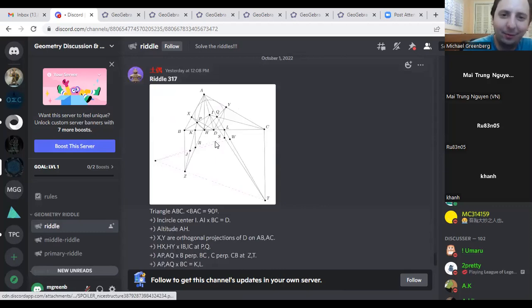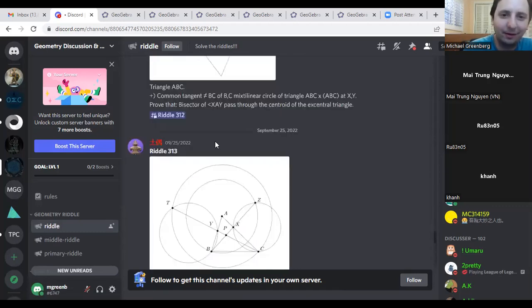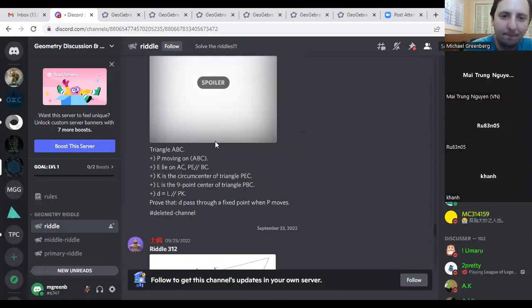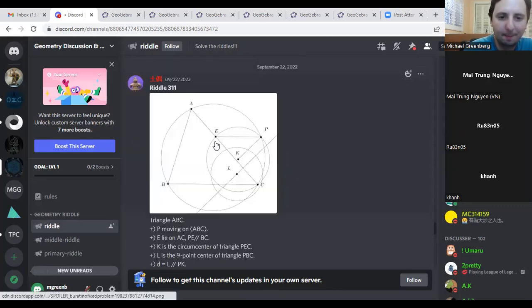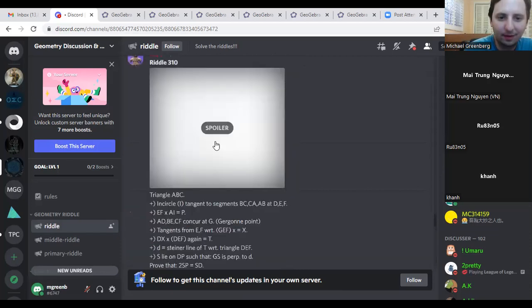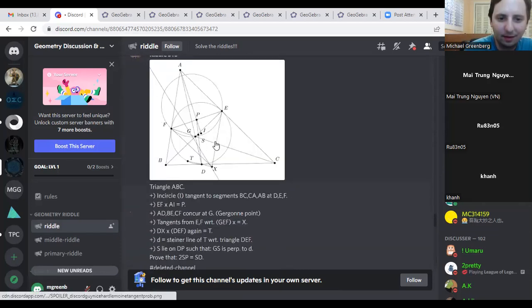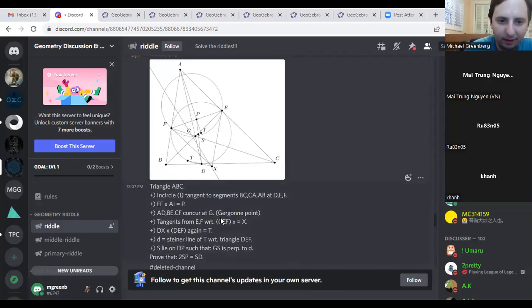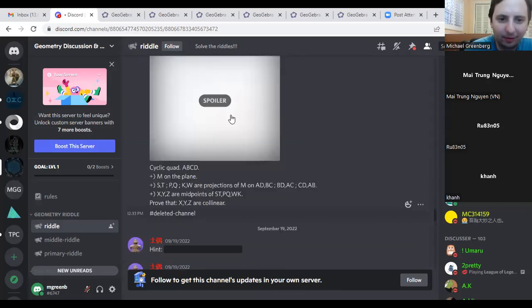There was one nice one I saw. Let me see if I can find it. So we have the incircle tangent at D and F. EF intersects AI. This is a lot of... Let me see if I can find something.